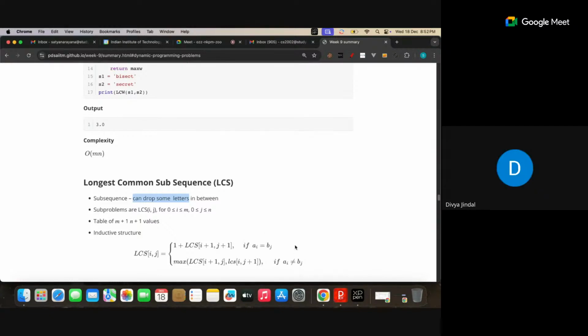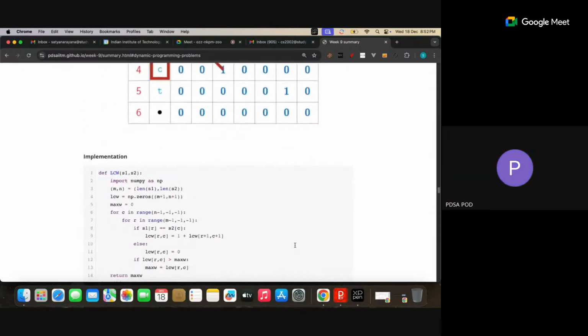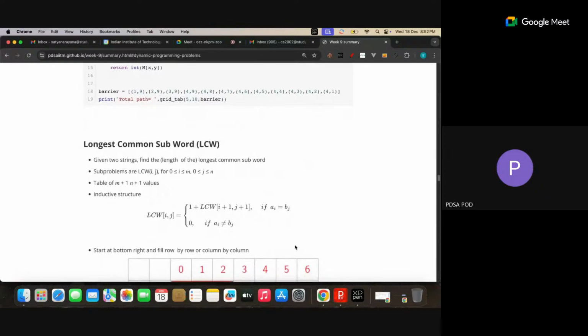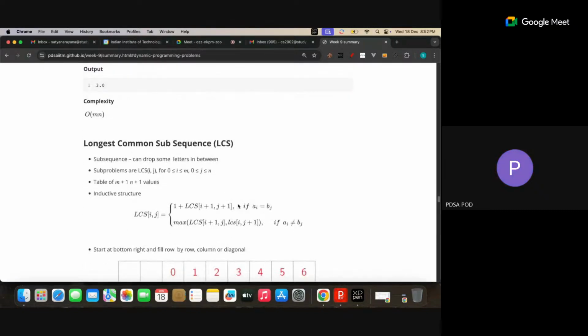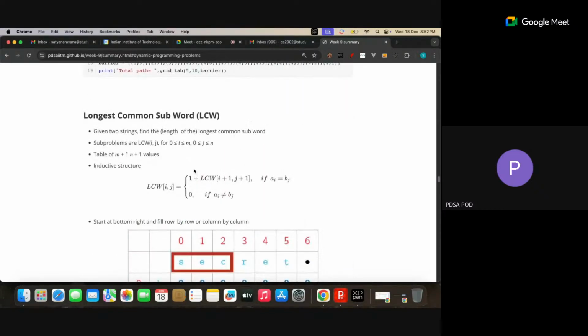Sir, could you show the difference in the code? See, don't look at the code. Please look at this inductive structure. Whenever similarity is there, I plus 1, j plus 1 is okay. Same, no? Is it right? So in this case LCS is also the same. LC is also the same, but plus 1 they are taking. So here it is plus 1 also taking. Clear?